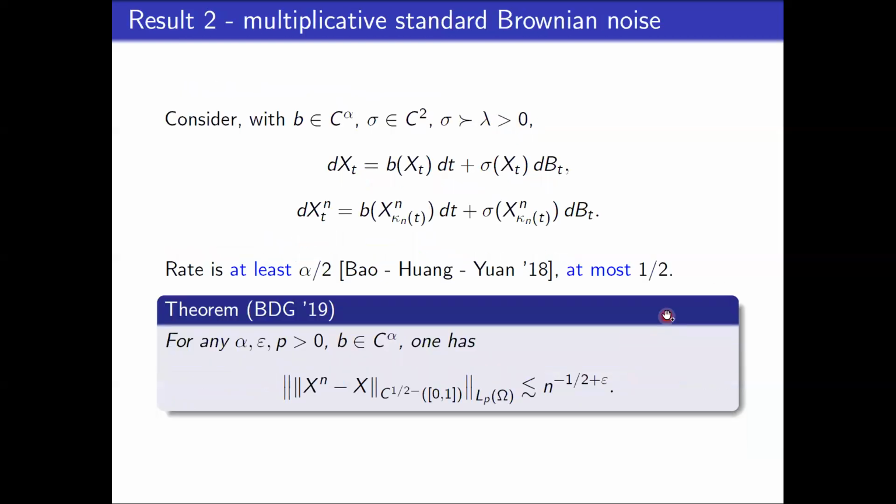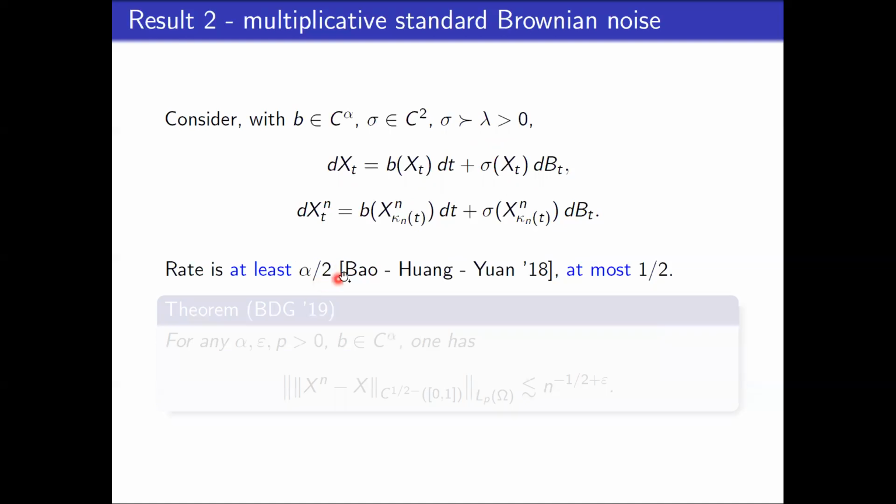Let me go to the second result, which concerns a situation which has been looked at with PDE methods. So it's standard Brownian noise, but multiplicative. In this case, of course, the diffusion coefficient is assumed to be non-degenerate and reasonably regular. And here, what has been proved is rate 1/2, and we also know that we cannot expect better than a rate of alpha over 2, and we cannot expect better than rate 1/2.